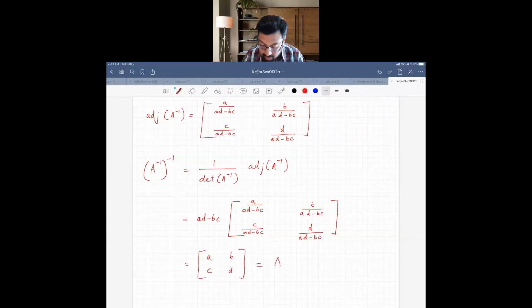Which turns out to be A as we assumed, right? So this proves that the inverse of A inverse is A. Questions about this?